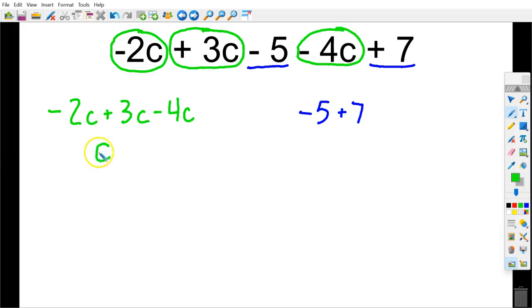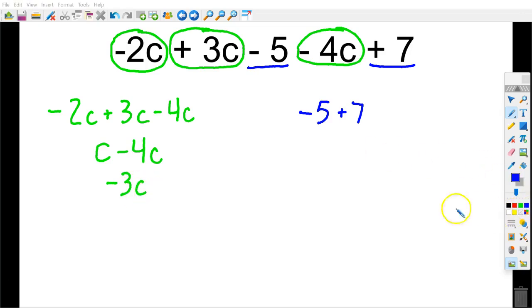How many are there? Just one of them. Okay, I don't need to put the 1. I only see 1c. That's all I have to put. All right, and then minus 4c. So I have 1 minus 4, and then the variable goes for the ride. So 1 minus 4 is just like 4 minus 1, which is 3, and then keep the sign of the bigger number, which is 4. So I will end up with negative 3c.